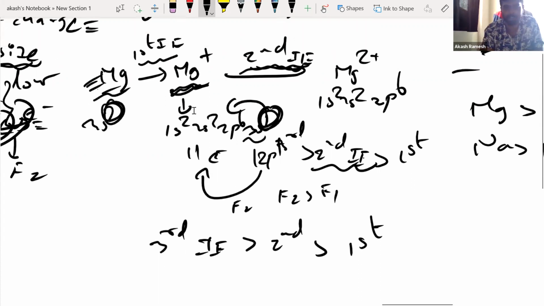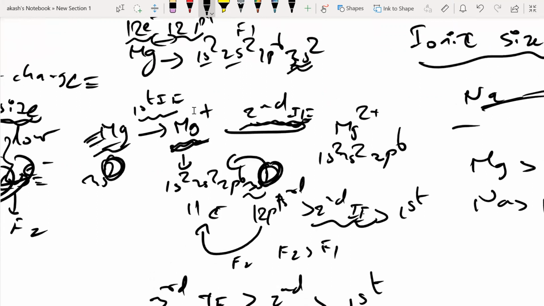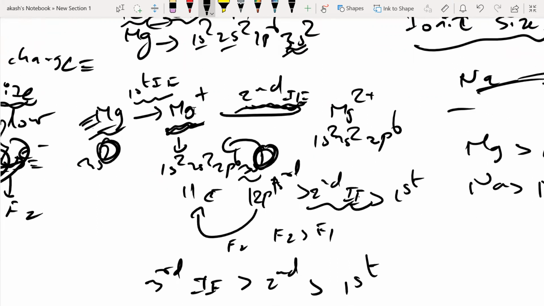Okay, Raghav, you got your point clear? Yes, sir. But my doubt is, even if we add an electron to the same valence shell, the nuclear charge is increasing.